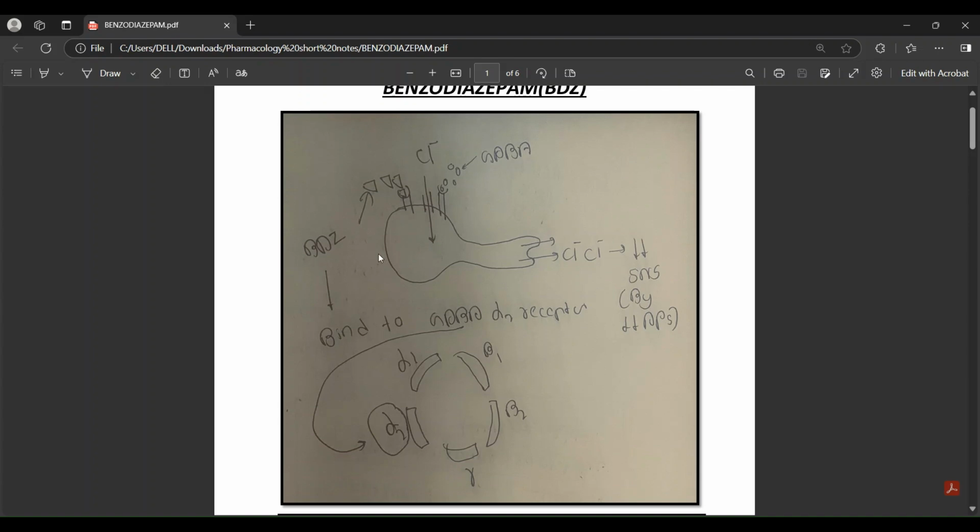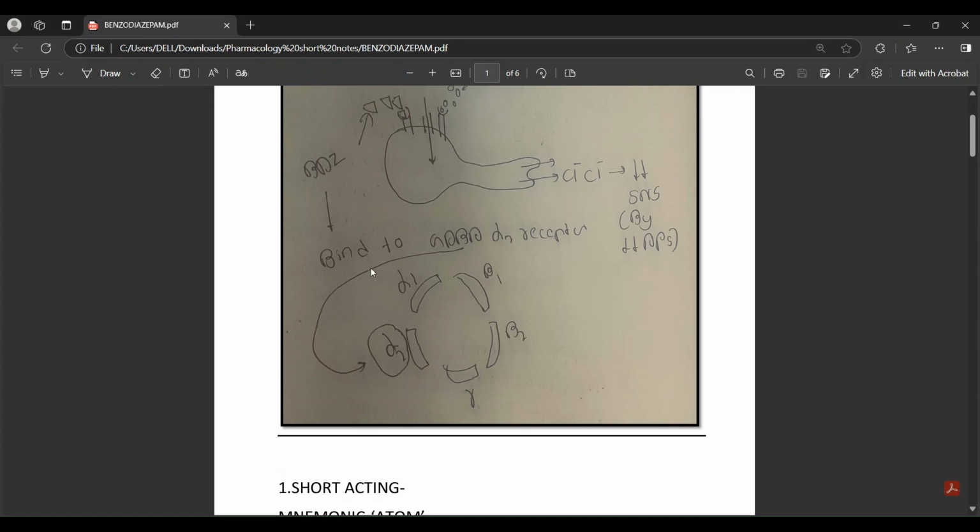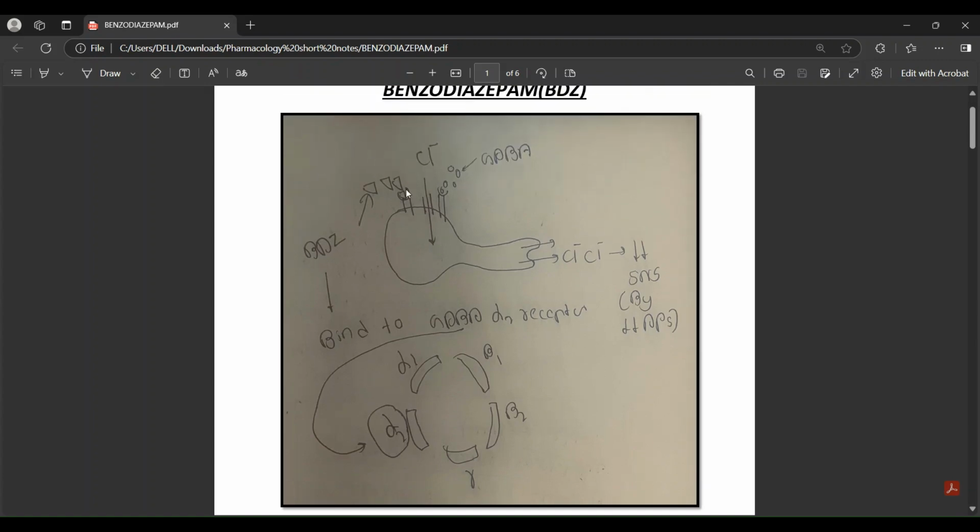What benzodiazepine does is bind with GABA A alpha 2 receptors. GABA A consists of alpha 1, alpha 2, beta 1, beta 2 and gamma. They bind mainly with GABA A alpha 2 and enhance the action of GABA. When we increase the action of GABA, it increases the chlorine output and decreases the sympathetic nervous system activity by decreasing the action potentials.